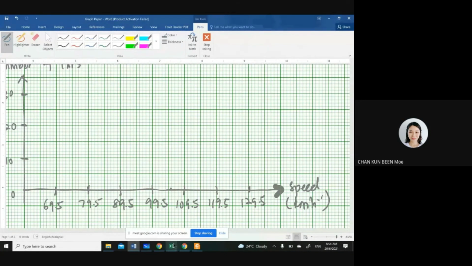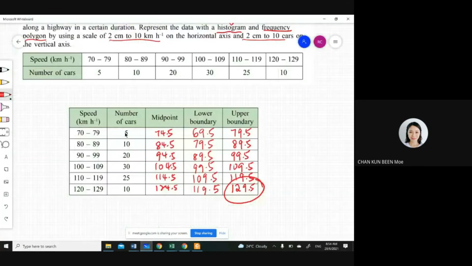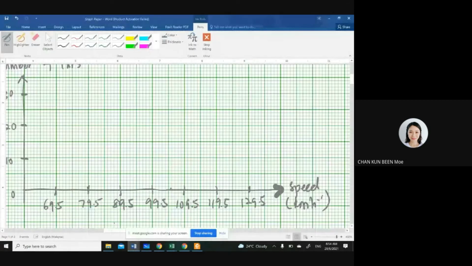You just need to remember all the frequency of the car. So the first class is 5. So I'm going to memorize 5, 10, 20, 30, 25, 10. Can or not? 5, 10, 20, 30, 25, 10. So go back to the graph. I'm going to start with 5. So 5 is right here for the first class.